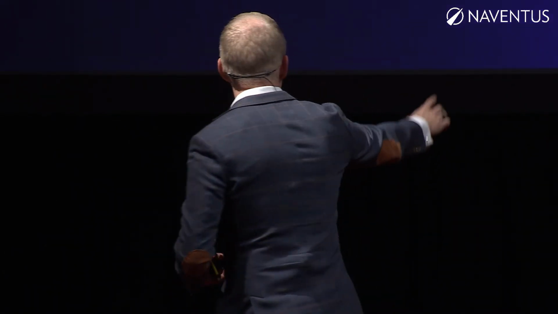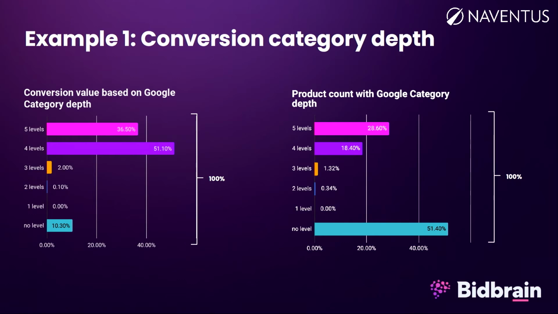But if you look at the product list that we receive from customers, you see that more or less half of all the products don't have any category depth at all. And this is just a clear way of improving the performance in Google Shopping. You see that it's almost 40%, 50% that has this depth of category levels.